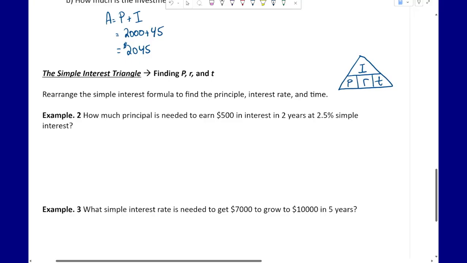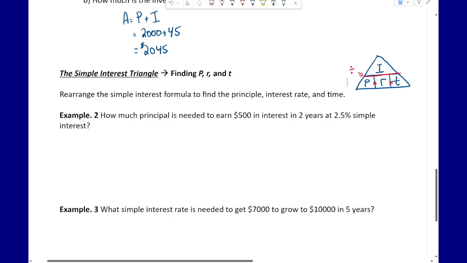And the way these triangles work is we cover up the variable we want to find, and then how the other letters are set up is going to determine the formula. If they're beside each other, like the P, the R, and the T, it's multiplying, and if it's below the I, it's considered division. So again, just an easy way to help us rearrange without having to worry about understanding rearranging equations too much. But I'll show you an example of what I mean by that.